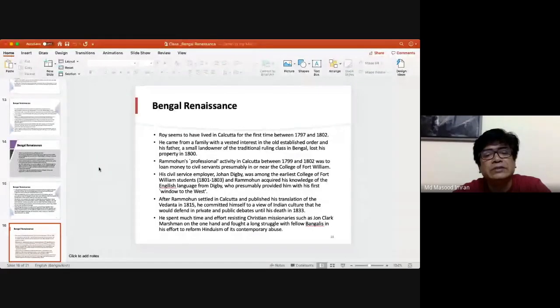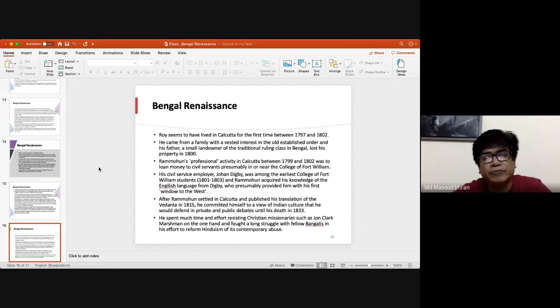So in most cases he asked for a loan from the man, a civil servant, and instead he tried to teach them some Indian languages, Indian things, and other things. His civil servant employer John Digby was among the earliest College of Fort William students. Ram Mohan acquired his knowledge of the English language from Digby, who presumably provided him with his first window to the world. So Ram Mohan Rai also came to know the English language very well from Digby, and Digby helped him to understand the West properly.